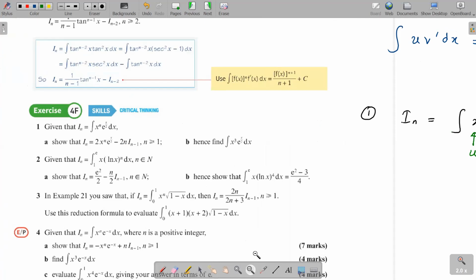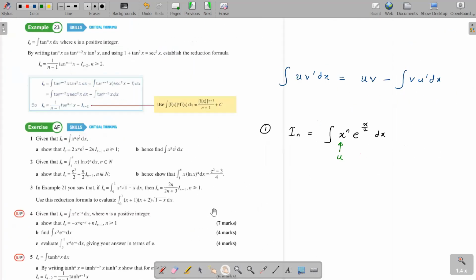Now I was telling you a moment ago how to write I_1, how to write I_2. So who is I_(n-1)? Just asking you, I_(n-1) would be what? x to the power n minus 1 e to the power x over 2 dx. This is I_(n-1). So the thing is, I need to achieve I_(n-1).